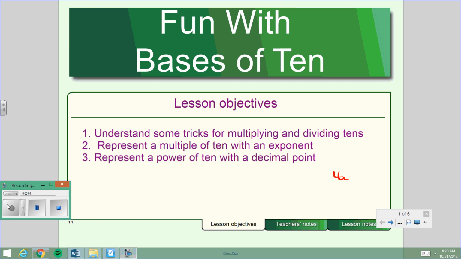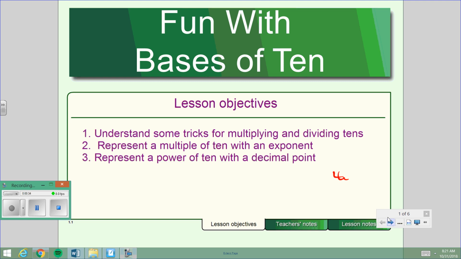All right, pre-algebra people. Today we are jumping into bases of 10, or the powers of 10, and we're going to understand some tricks for multiplying and dividing tens, which might be intuitive for some people. You might already know some of that. And we're going to represent multiples of 10 with an exponent or a power. And we're also going to represent some powers of 10 with a decimal point, and reverse that process. This is going to serve as a little bit of a prelude to scientific notation, which we'll jump into in a Khan Academy investigation after this.